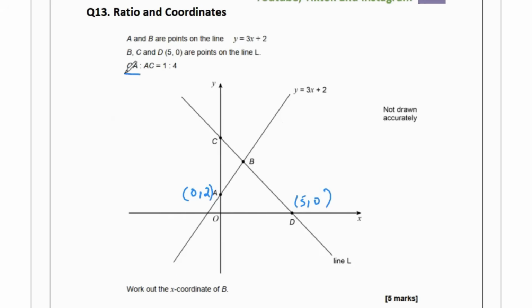Then OA is to AC is 1 is to 4. So if OA is 2, AC is going to be 4 times that. So that means this is going to be 2 times 4, which is 8. So 8 units above A is going to be 10. So C has the coordinates (0, 10). Now to figure out the value of B, I would create an equation for the line L using the points C and D. And then we can simultaneously solve line L and y equals 3x plus 2 to find the x-coordinate of B.